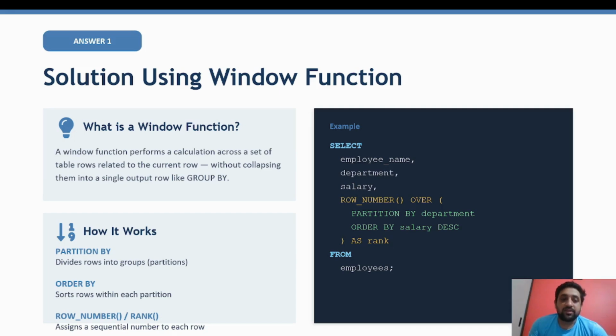And order by salary DESC means within each department rank from highest salary to lowest. So employee 1 in each department will be the highest earner. Simple, clean and powerful without losing any row.